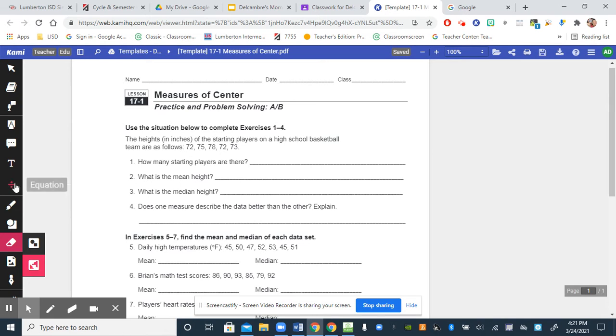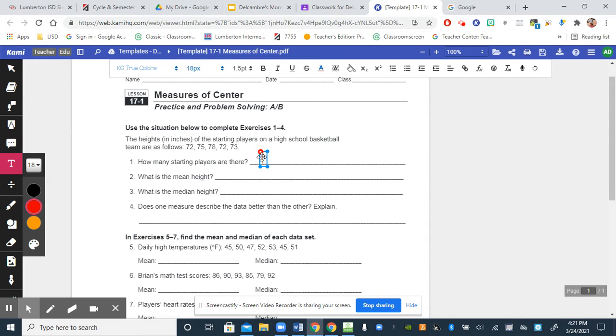So I'm going to come over here to my text box tool. All right. The heights in inches of the starting players on a high school basketball team are as follows. Well, how many starting players are there? Well, how many data points do I have? I have 1, 2, 3, 4, 5. Therefore, there would be 5 players on the team. There's 5 pieces of data.